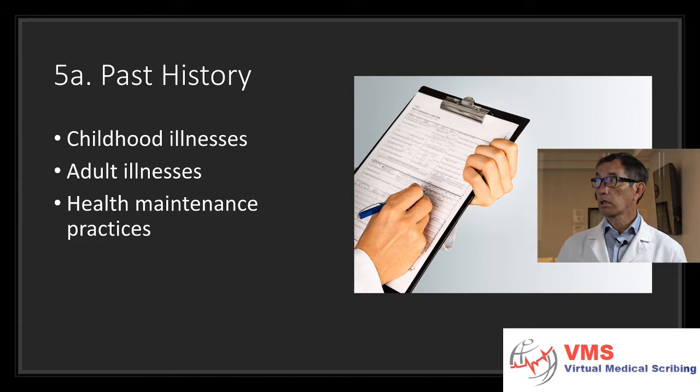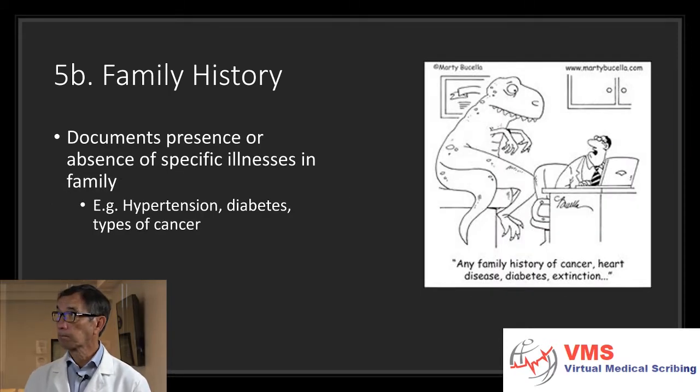And in their past history, you can look at their childhood histories, their adult illnesses, especially vaccinations you want to put down, and then their health maintenance practice. Have they had screening things like for a woman, mammograms, pap smears? For guys, have they had rectal exams, prostate exams? For the elderly, have they had colonoscopies? Have they had those sorts of things? So healthcare maintenance practices are what that talks about. And then family history. It's always good to find out about their history. Sometimes they know it, sometimes they don't.